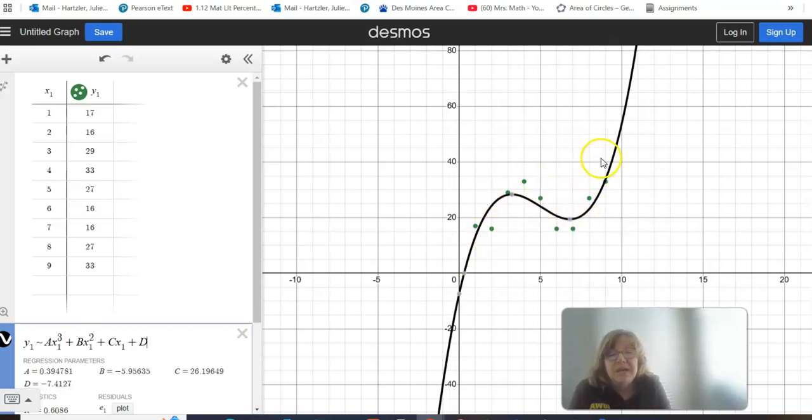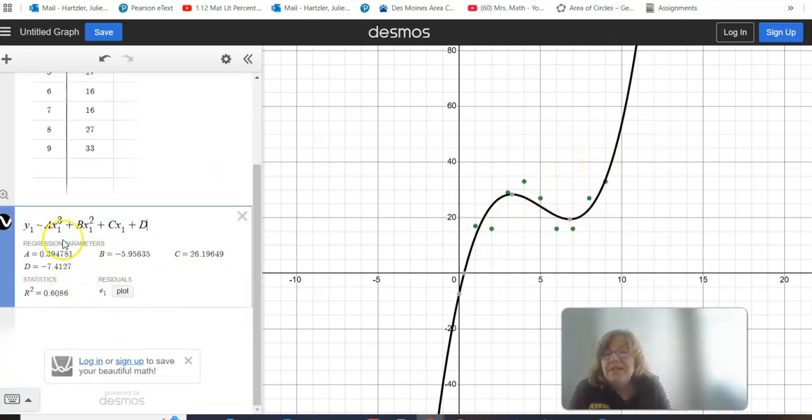But so for those times it models it. And then down here, it gives you the coefficients. So you can write it. So you would write 0.39x cubed plus or minus, a negative, what, 5.96x squared plus 26.20x plus or minus, depending on what you're doing, a negative or not, negative 7.41.